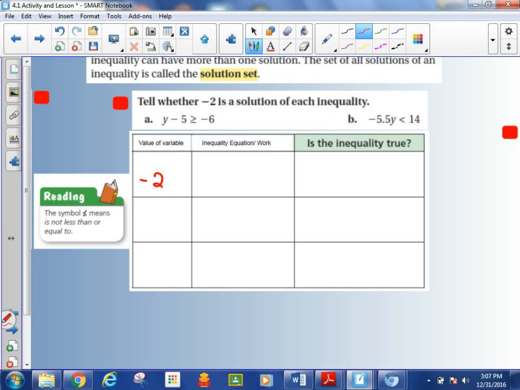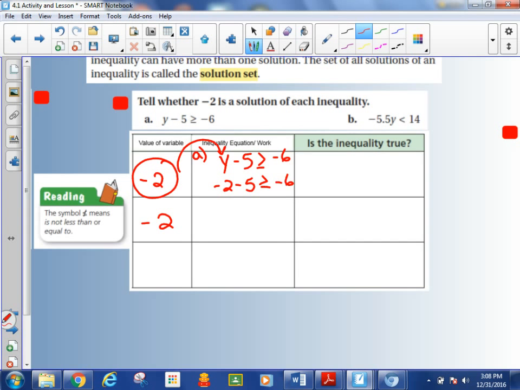Now we are using different equations. We're not using the same equation. In the previous example, we used the same equation every time. This time for A, we're going to use -2 for y. So our equation is y minus 5 greater than or equal to -6. I'm going to substitute in -2 where y is. So is -2 minus 5 greater than or equal to -6?